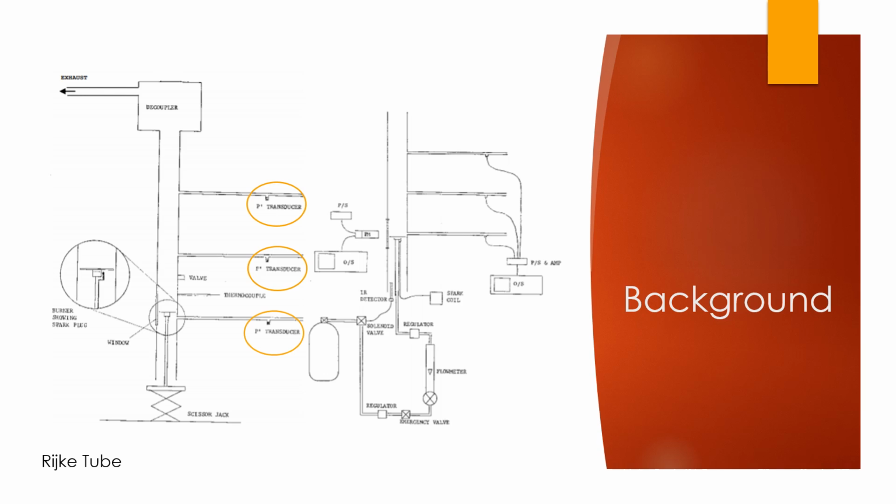Pressure measurements are measured by piezoelectric transducers, which I've circled in yellow. When stress is on the transducer, a current is produced. The produced charge is measured and translated to a pressure measurement. These transducers are offset from the Rijke tube itself because they're sensitive to temperature and shock or vibration changes.